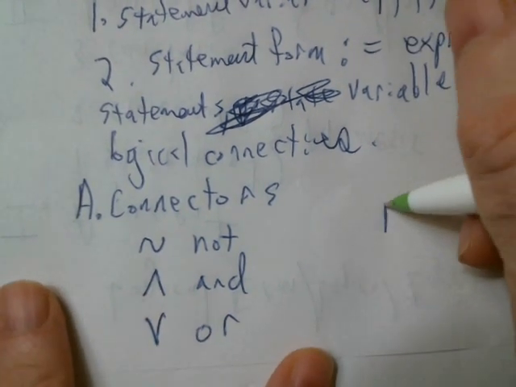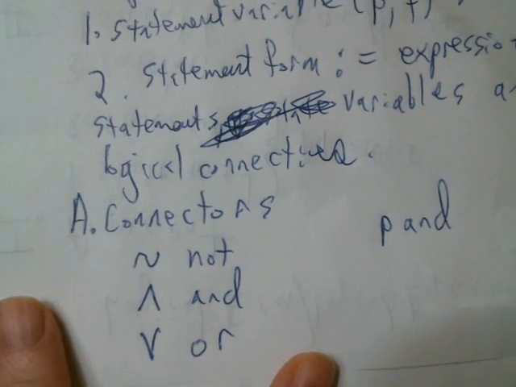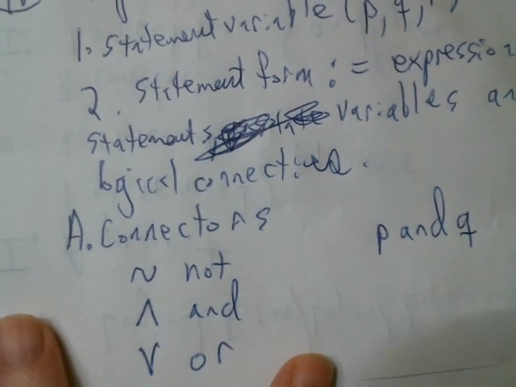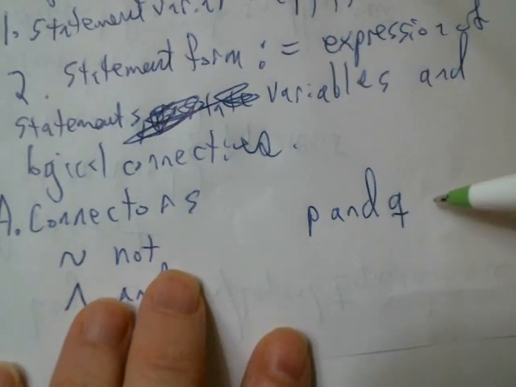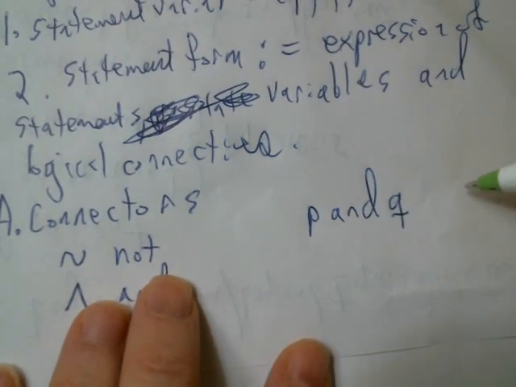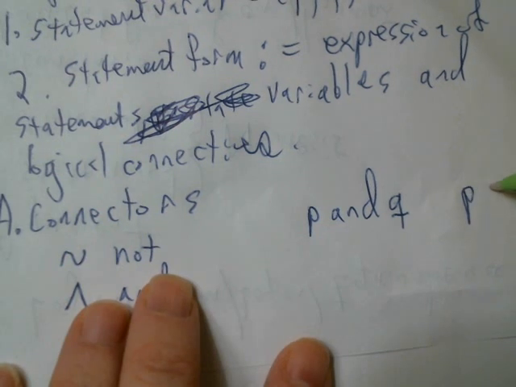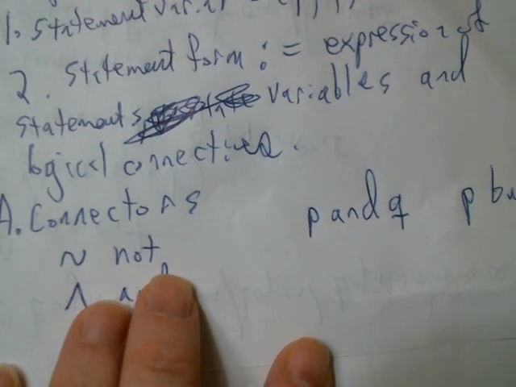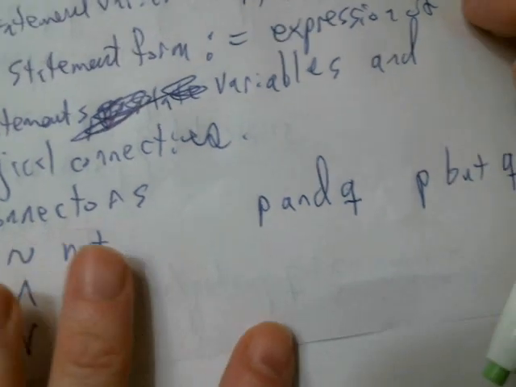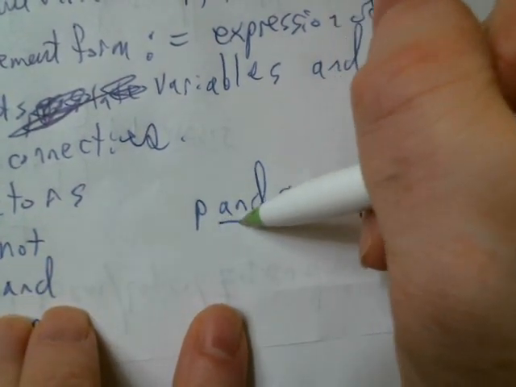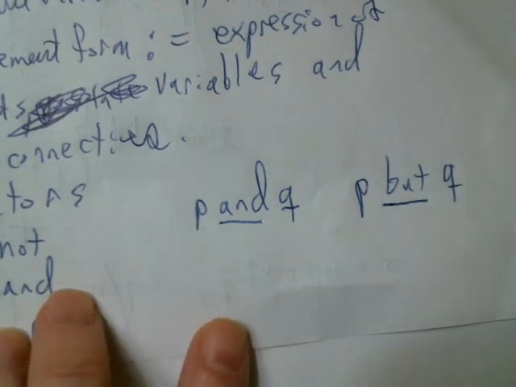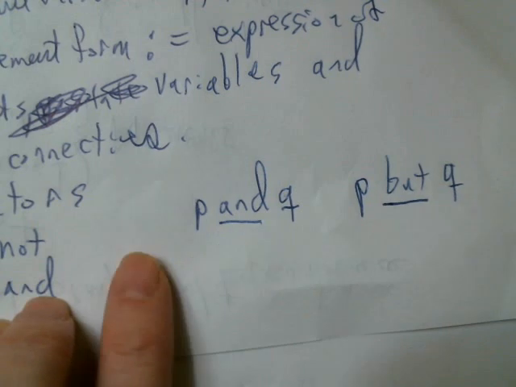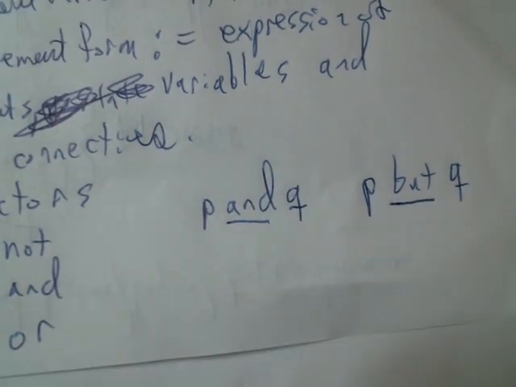For example, P and Q. I am old and I am over 40. So a compound statement like that, P and Q. There's other ways to say that in English. P but Q is exactly the same thing. These are equivalent type statements. So this word but and this word and mean the same thing. Okay, so that's the kind of ambiguity you're dealing with when you make translations from English into this new world of logic. Okay, so you need to be aware of that.